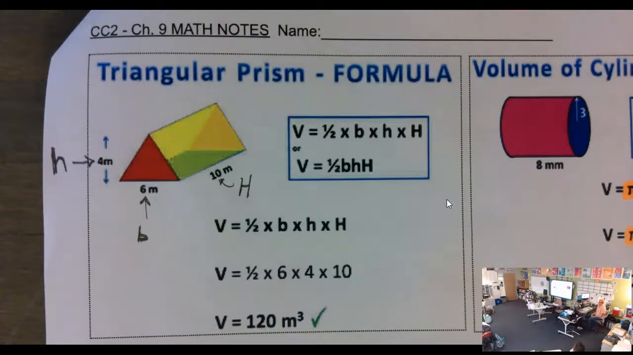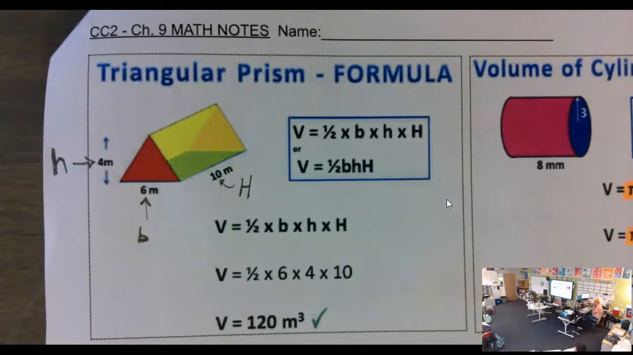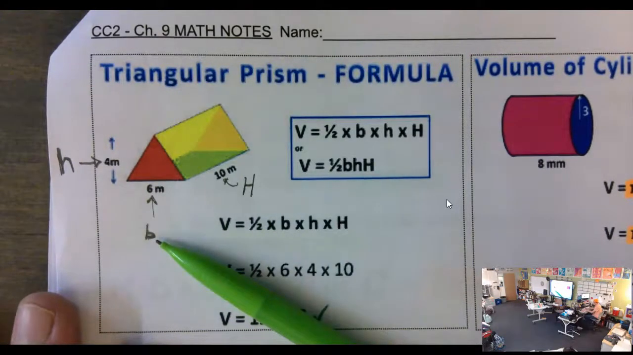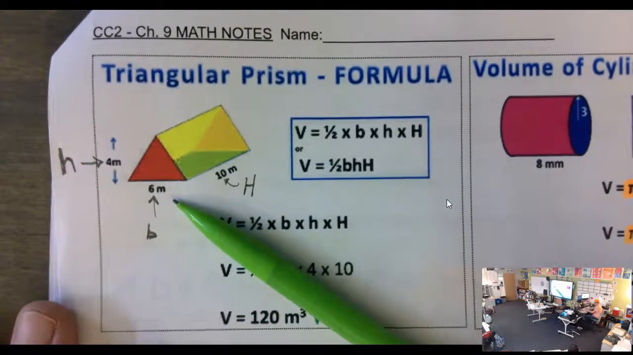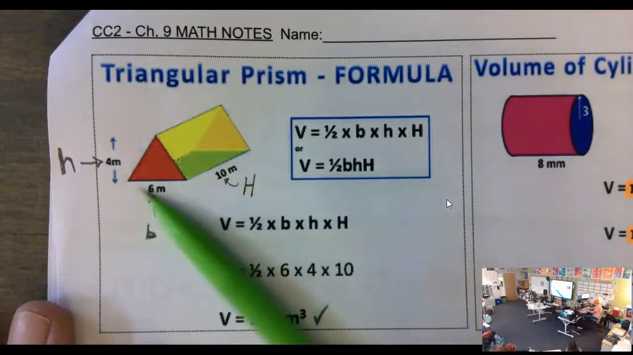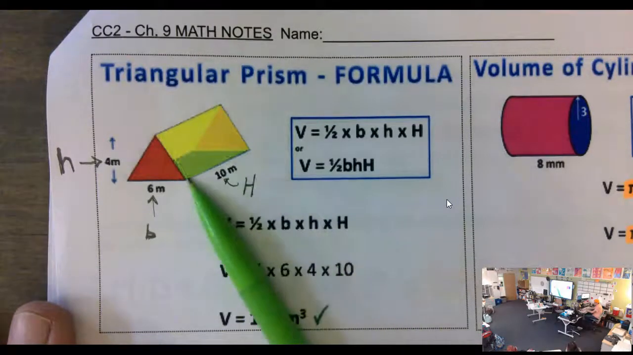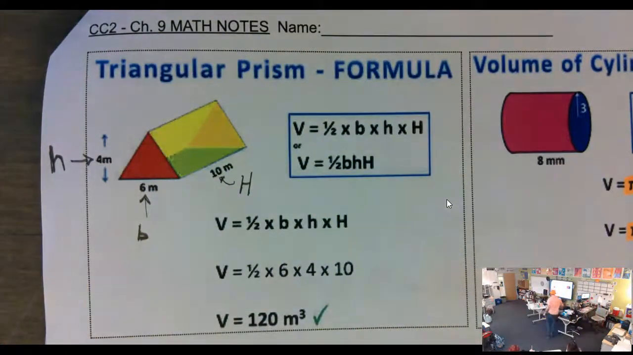Here's why I said little h might be confusing. In this case, because our base is a triangle, and you might want to label these things, we have little b. Little b is the base of the triangle. Little h is the height of the triangle. Big H is the height of the prism, or the distance between them. So guys, that picture is this triangular prism.